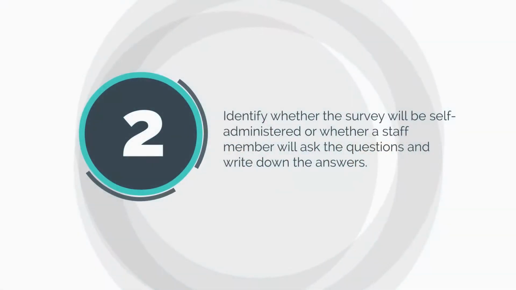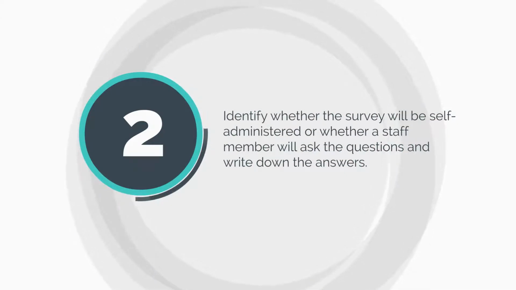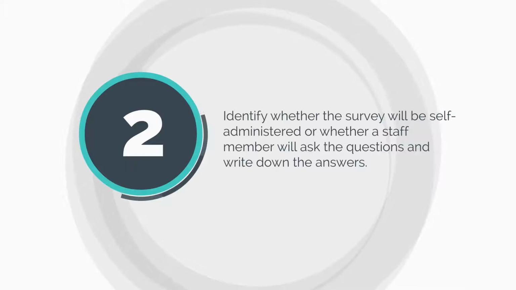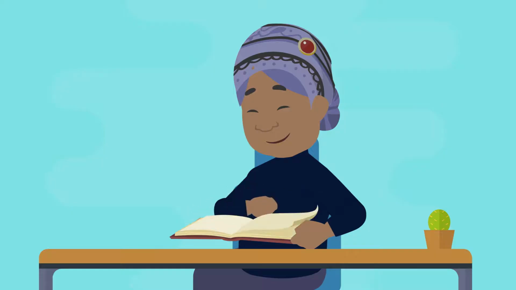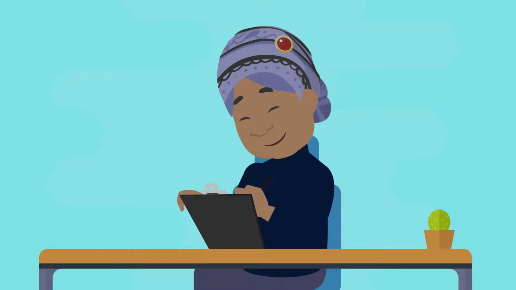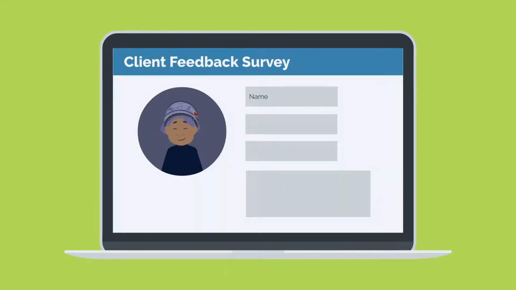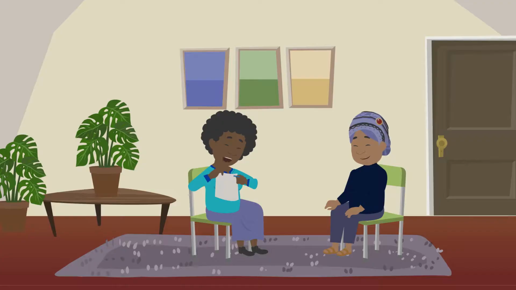Next, identify whether the survey will be self-administered or whether a staff member will ask the questions and write down the answers. For clients who can read and write, the survey can be administered independently through a paper form or an electronic form on a handheld device, in which the person does not have to provide their name, just the name of the caseworker with whom they worked. For those who cannot read or write, another staff member can administer the survey verbally.